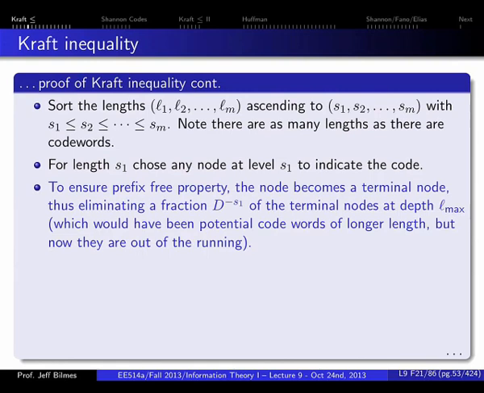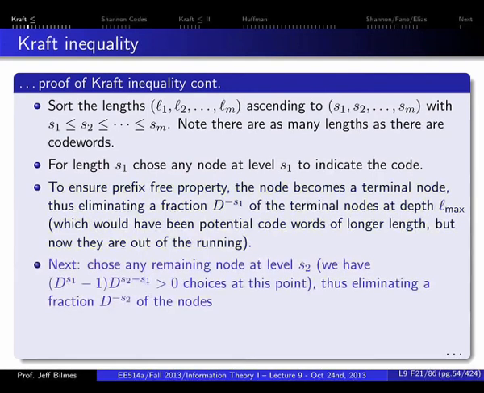So those guys are gone. They can't be considered. So next we choose any remaining node at level S2. So how many nodes do we have at level 2? Well, this is the fraction of code words left, and then this is the remaining. So remember, S2 is bigger than or equal to S1.